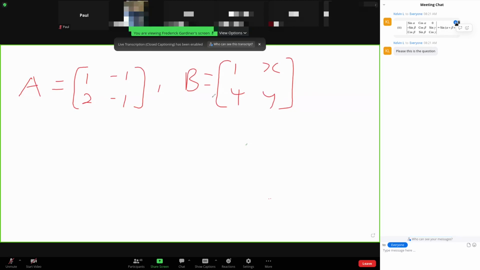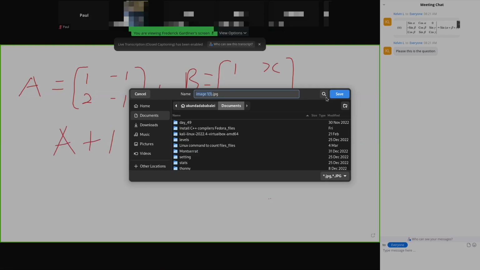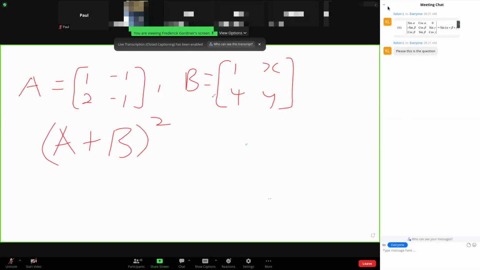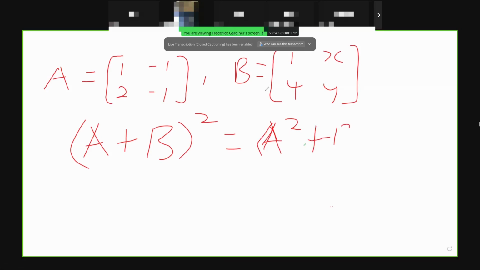And they tell you that (A + B) squared is equal to A squared plus B squared. Then they go ahead to ask you to find X and Y. Who has an idea on how we have to go about this? We are doing some tutorial on matrix algebra. Anybody here who can help us, please?